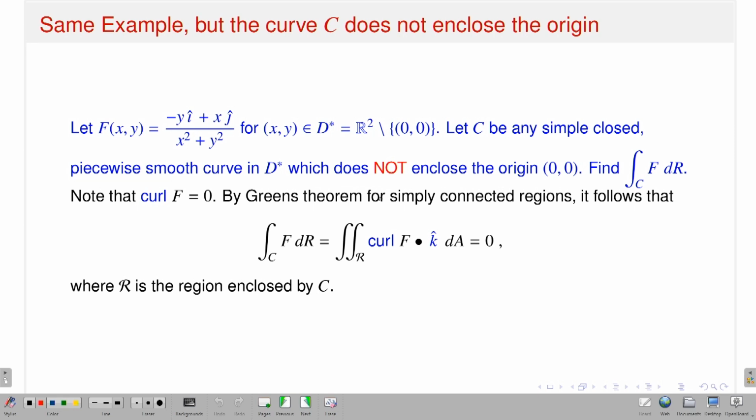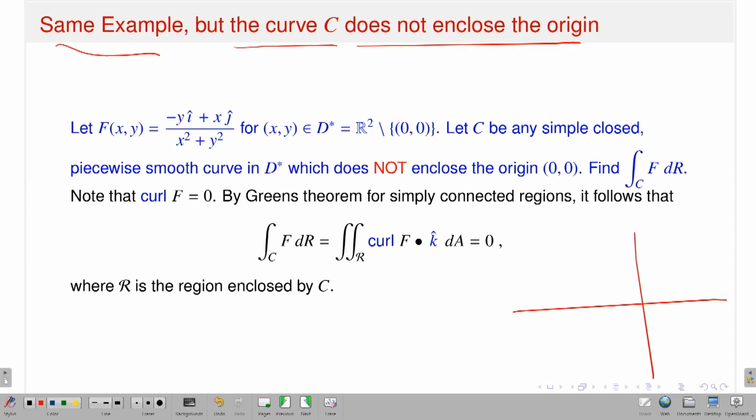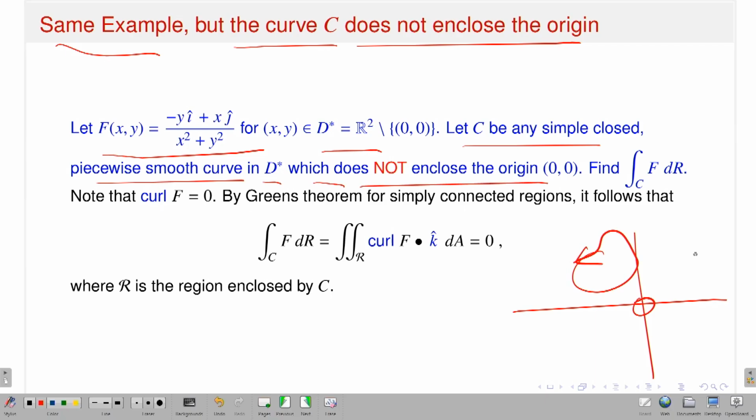Now this is another example, with the same vector field I am considering. But this time the curve does not enclose the origin. So what is my domain here? The domain is R2 except there is a hole. This time I am considering the same vector field, which is an irrotational vector field on this domain. Let C be any simple piecewise smooth curve in this star which does not enclose the origin. That means you consider these kinds of curves, or something like that. So, this is your C, whatever it is.